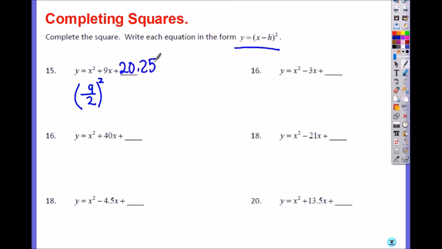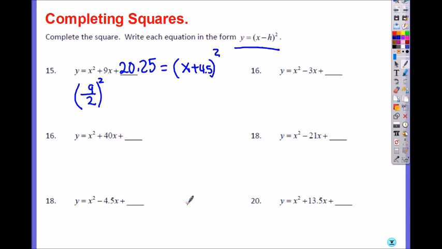But the reason why we do this is we want to write it in this form, right? x either plus or minus, squared. So this is the same thing as factoring. Think of 2 numbers that multiply to 20.25 and add to 9. It must be 4.5. 4.5 times 4.5 is 20.25. 4.5 plus 4.5 is 9. So it is x plus 4.5 squared.